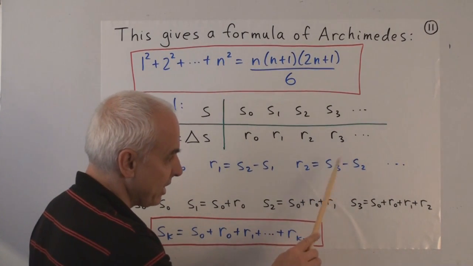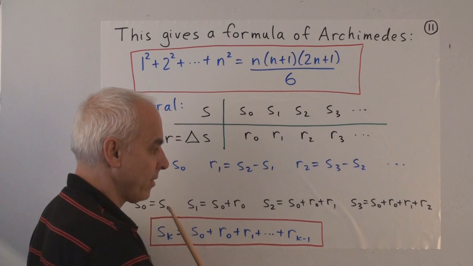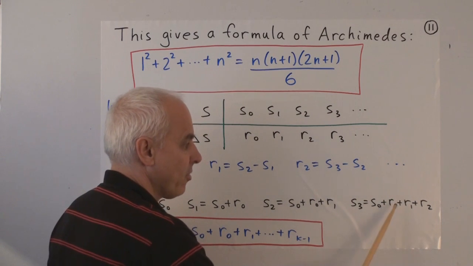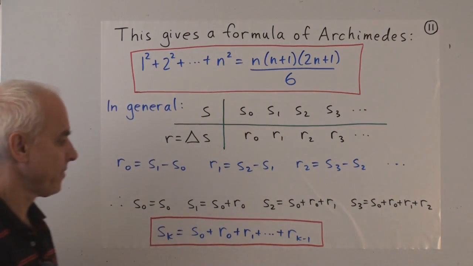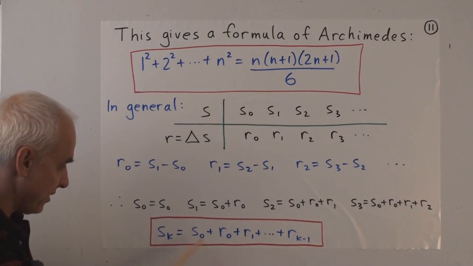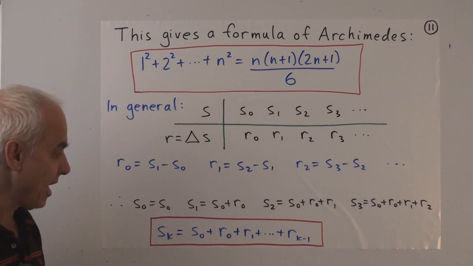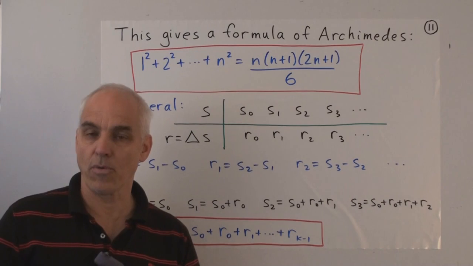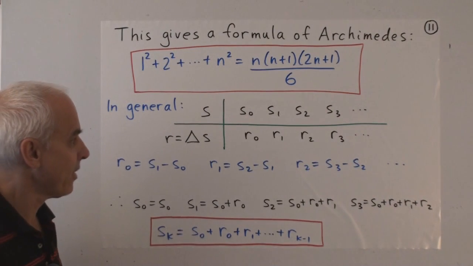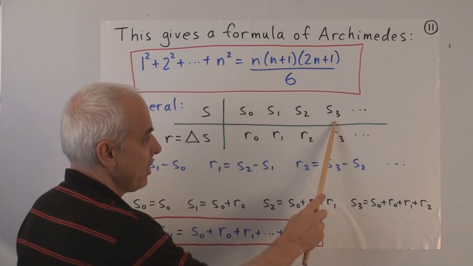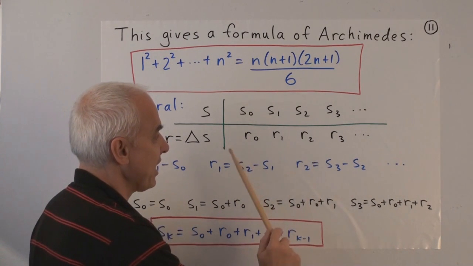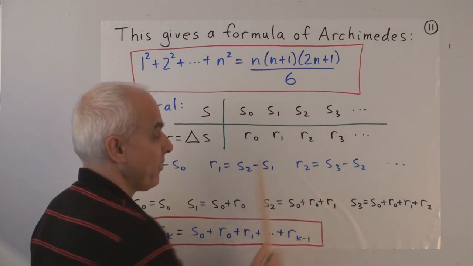From here, S3 equals S2 plus R2. Well, if that's S2, then we add R2, then we get the sum S0 plus R0 plus R1 plus R2. So in general, the kth element of the original sequence is the 0th element of the original sequence plus the sum of all the forward differences up to but not including the kth one. So to get the kth element here, you take the first or the 0th one and then you add all the forward differences together up to but not including the position that you're at.